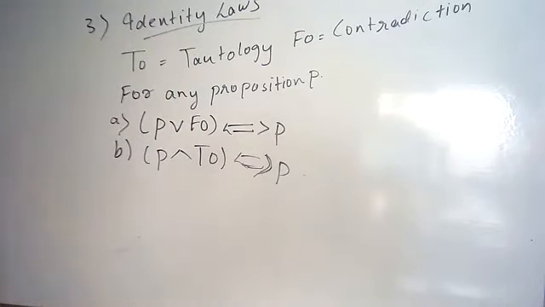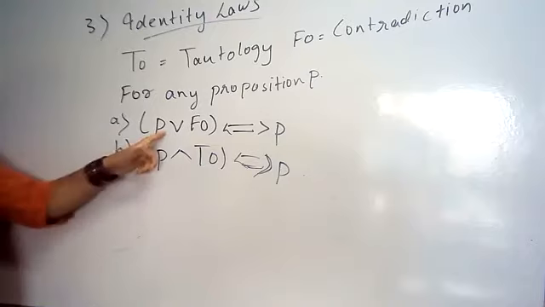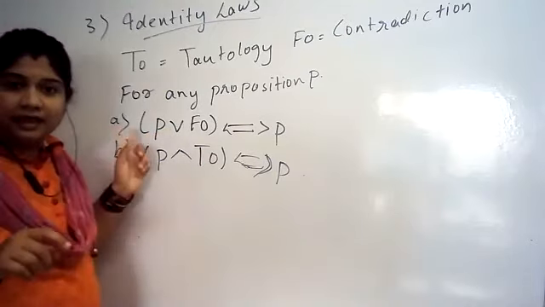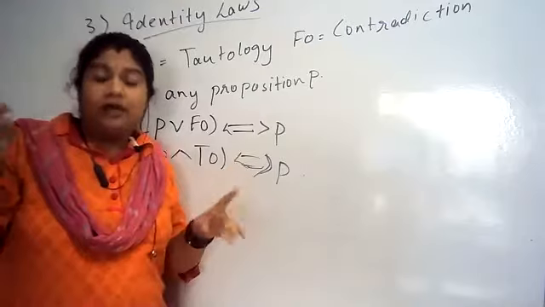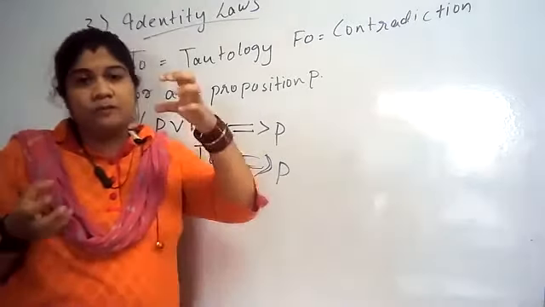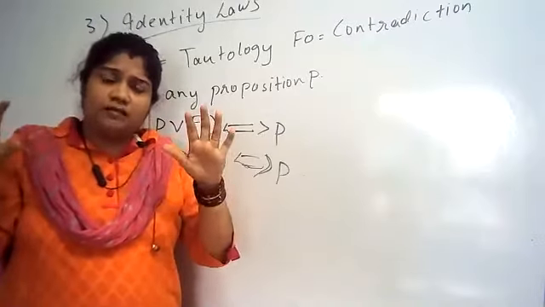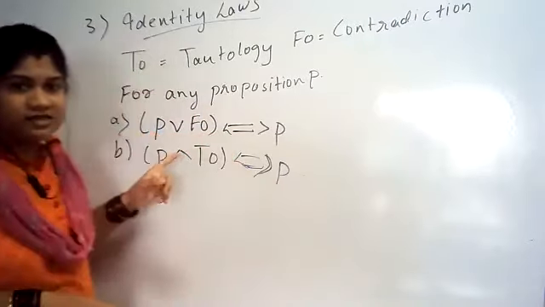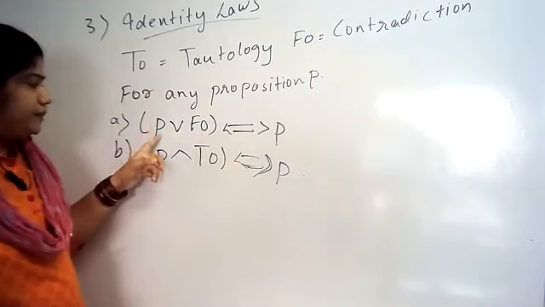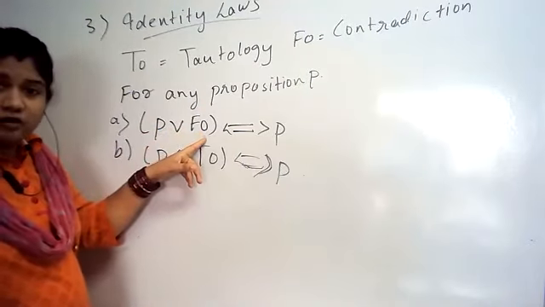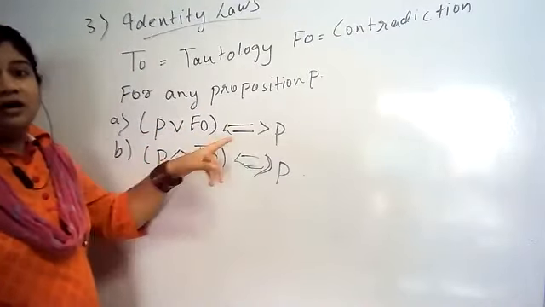So identity law is the law which states that for any proposition P, P disjunction F0, the first one we take disjunction, the second one we take conjunction. So here they have written laws of logic for conjunction and also for disjunction. So proposition P disjunction F0, F0 means contradiction, is equal to P.